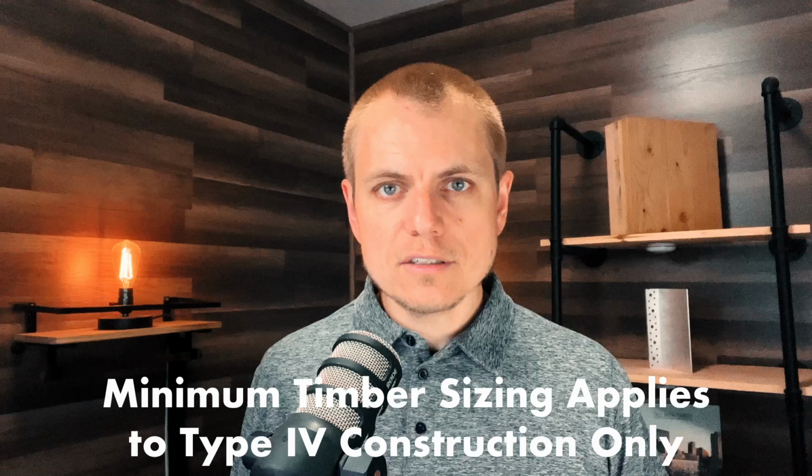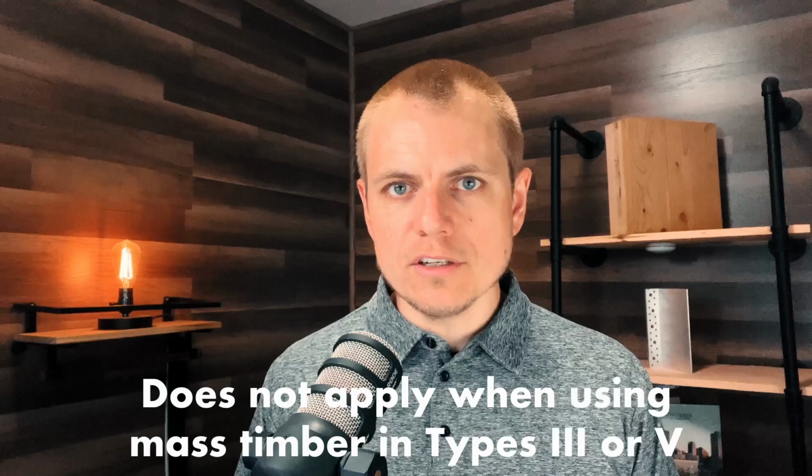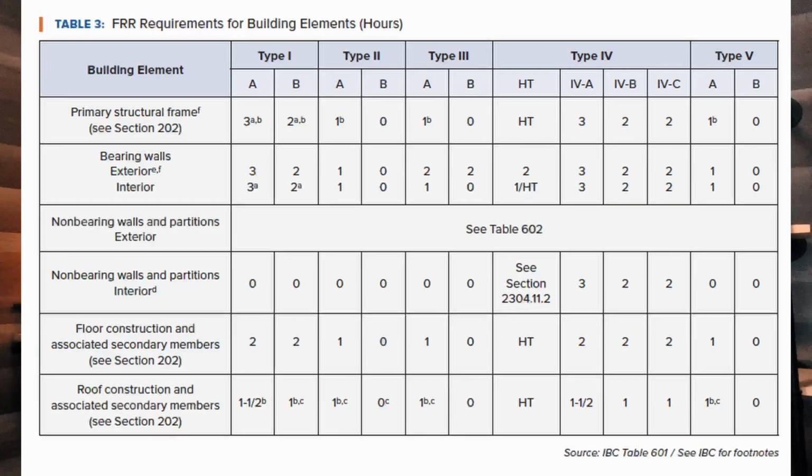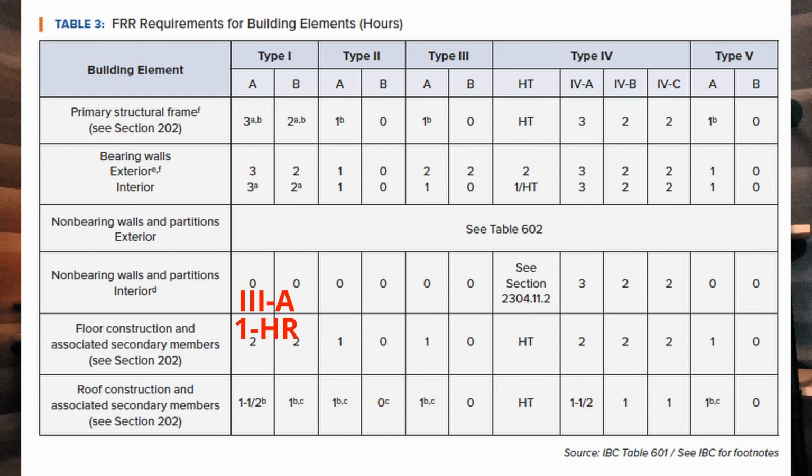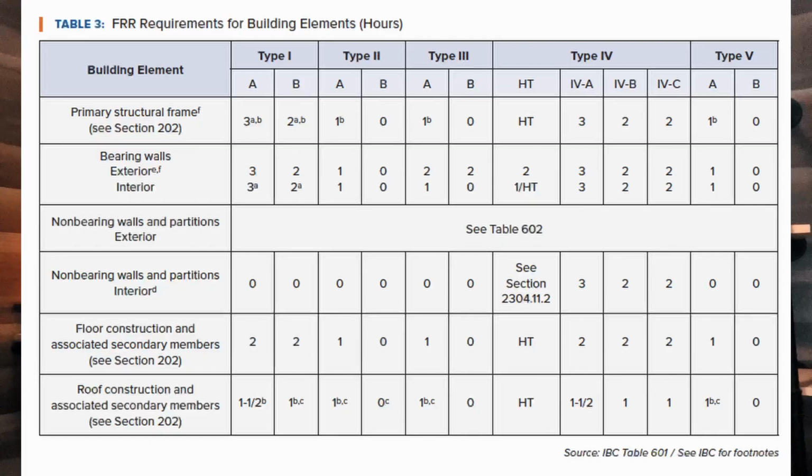All right, so first you're going to turn to Chapter 6 in IBC, and Table 601 is going to dictate the required fire resistance ratings for a number of elements, and primarily these are structural elements. So let's say you're a type 3A construction, you're looking at the primary structural frame, the beams and columns. This is going to tell us that we need a 1 hour fire resistance rating. Similarly, if we're type 4B construction and we're designing a floor assembly, we turn to Table 601 and we see that we need a 2 hour fire resistance rating.